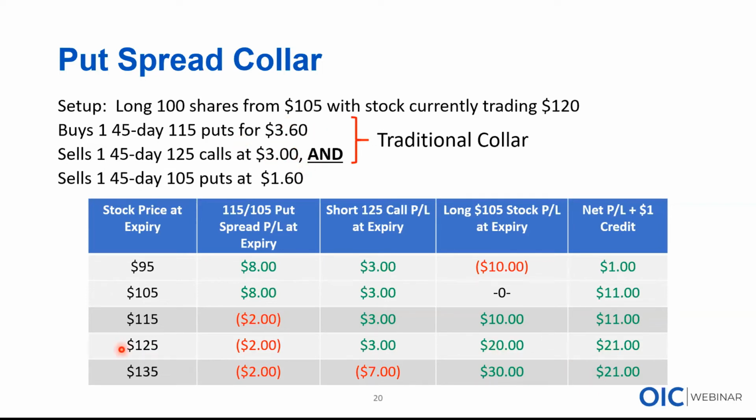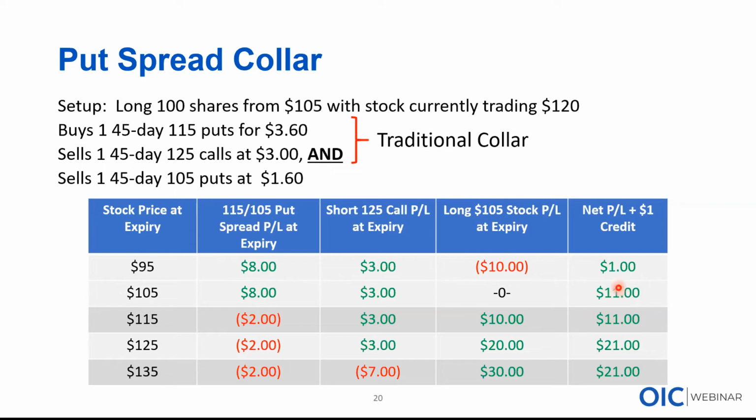There's your gain. At 125 and above, you're limited. You can't make any more. On the downside, once you get to 115, you have protection for a full $10, or roughly a 10% move in the stock, all the way down to 105, but now you sold it. You're not concerned about a move that far below the current level. So you sell the 105 to get some premium, change your cost structure.